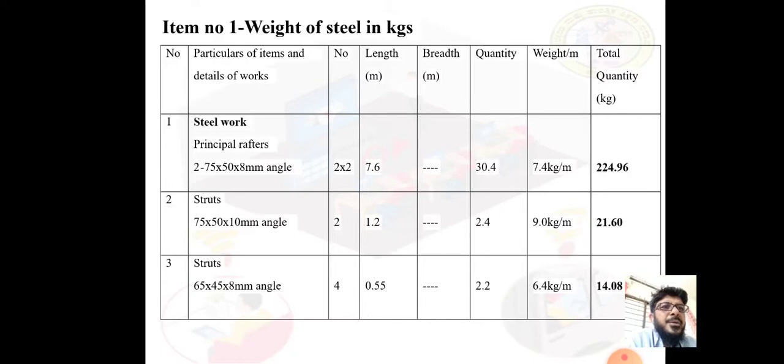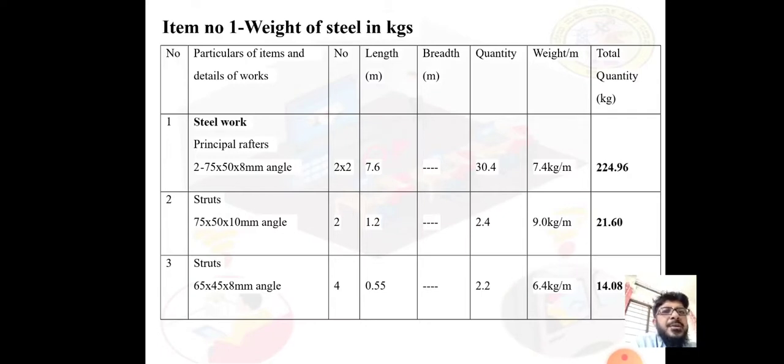If you multiply with the total length of 30.4 meter, we will get the total weight of principal rafter as 224.96 kg. Now come to struts, respective number is 2. As it is symmetric, we will calculate and multiply with 2 to get the total quantity in a single truss. So strut, two numbers, means either side.